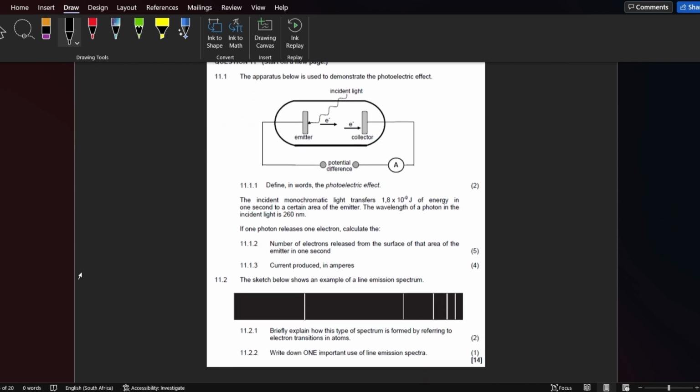11.2.2 asks for one important use of line emission spectra. So there are multiple uses. Obviously, you only need to state one. So the primary use would be to identify elements from the periodic table, and then other uses would be in fluorescent lights or in neon signs, or scientists sometimes use them to determine the temperature of stars. But the main use here is to identify elements of the periodic table.